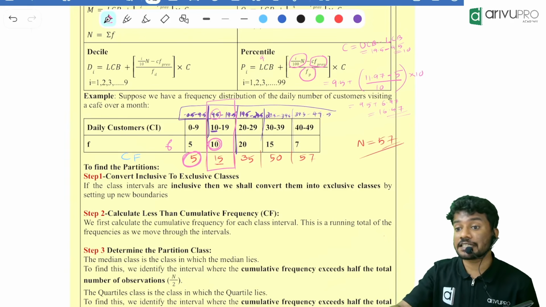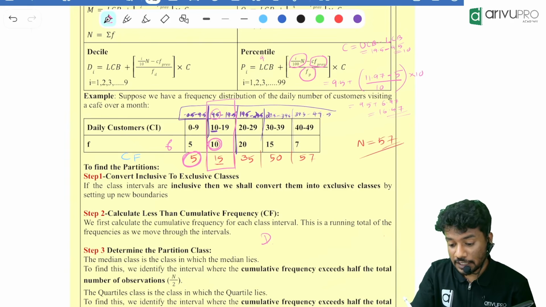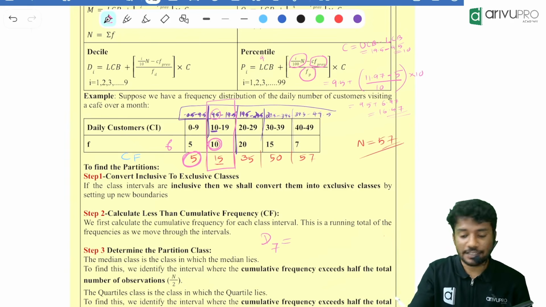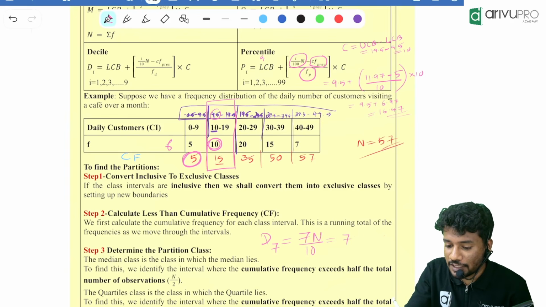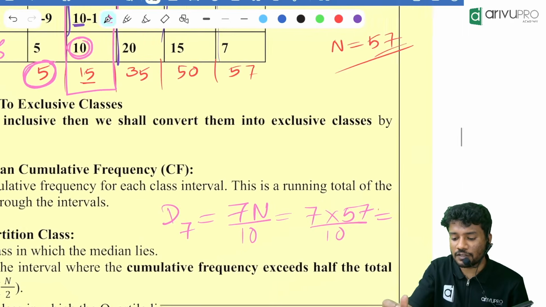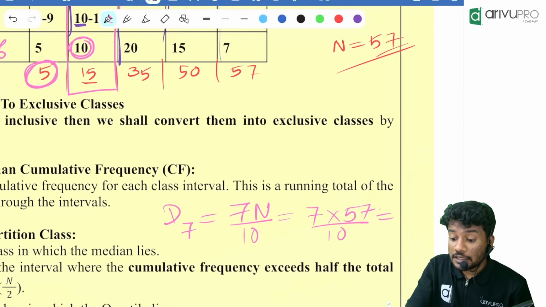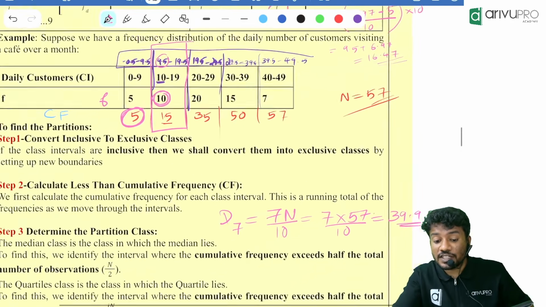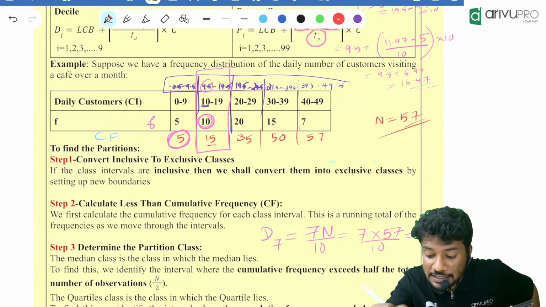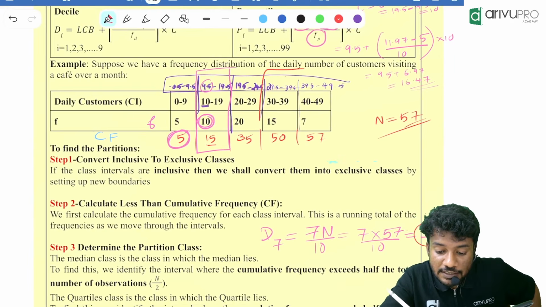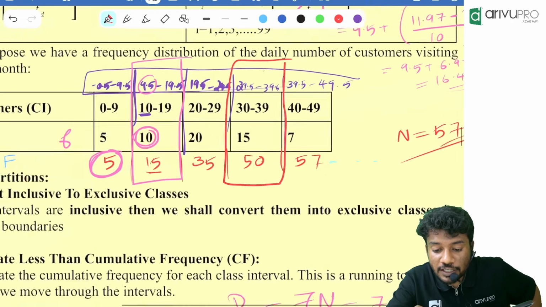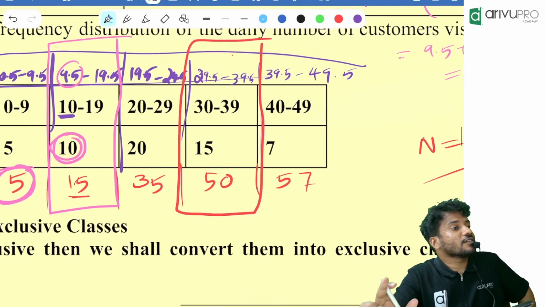Decile 7. D7 we are going to find. How to find D7? 7n divided by 10. That is 7 into 57 divided by 10. How much is it? 39.9. Now you tell me which cumulative frequency is greater than 39.9. That is 50. So which is our decile class? 29.5 to 39.5 is our decile class.